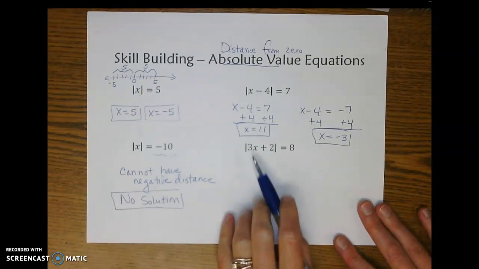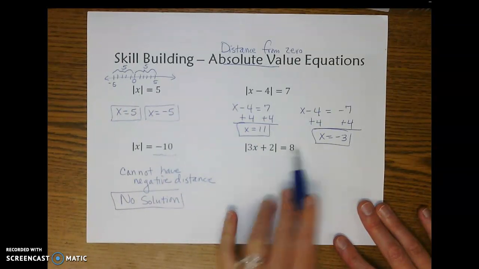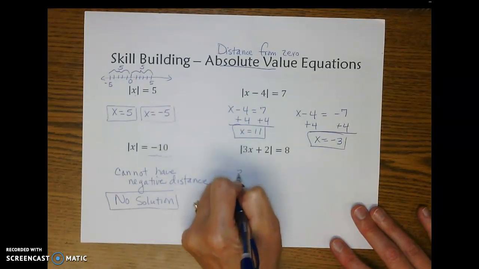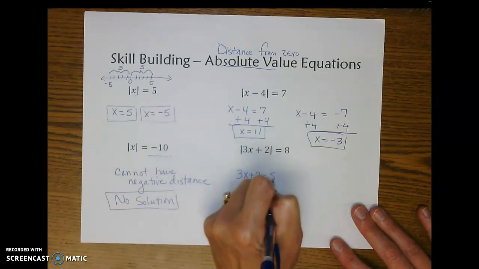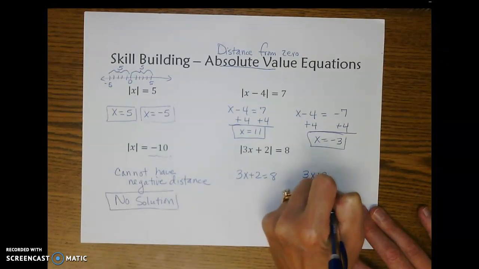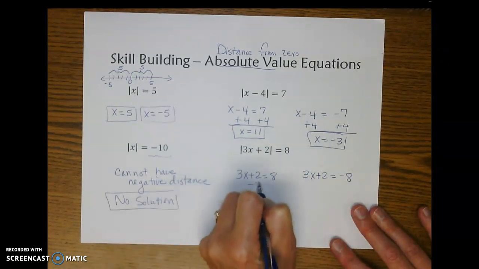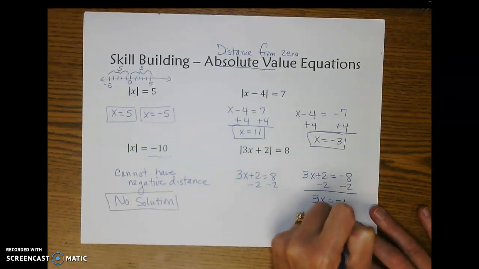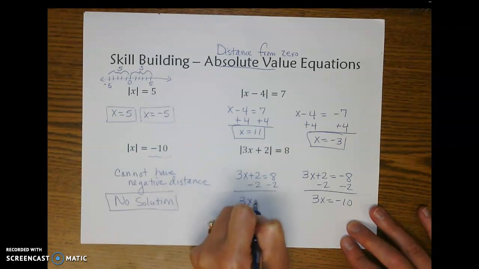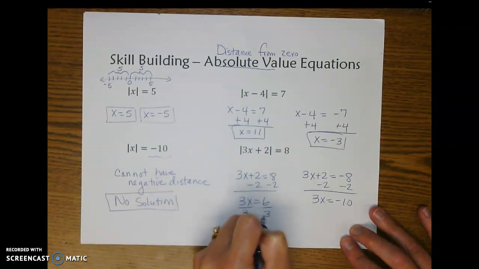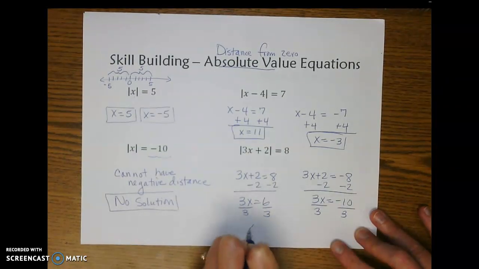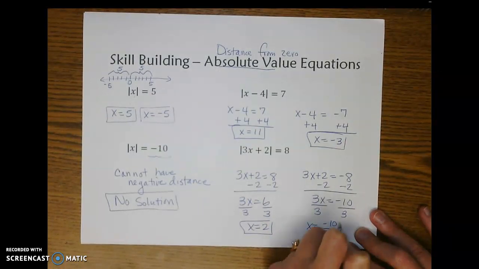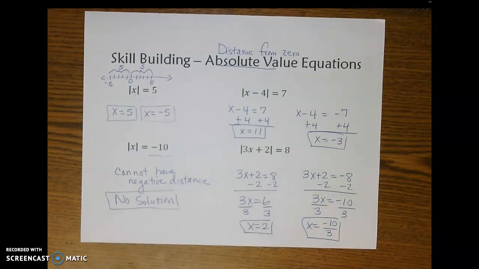All right, this one over here. The absolute value of 3x plus 2 equals 8. So again, I need 8 units away on both sides. So I could have a positive 8 inside of there, and I could have a negative 8 inside of there. Do our algebra skills. So this one's 3x equals negative 10. This one's 3x equals 6. Divide everybody by 3. X equals 2, and x equals negative 10/3. There we go.